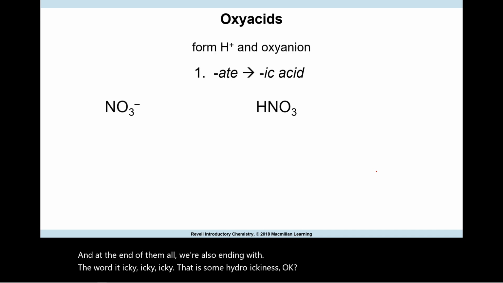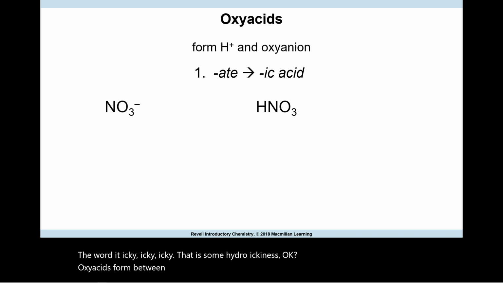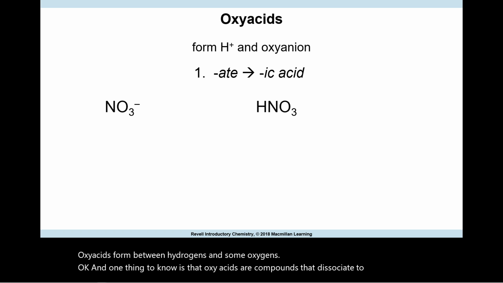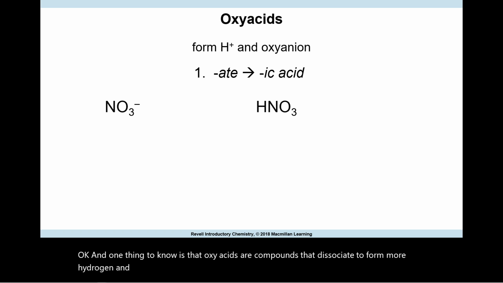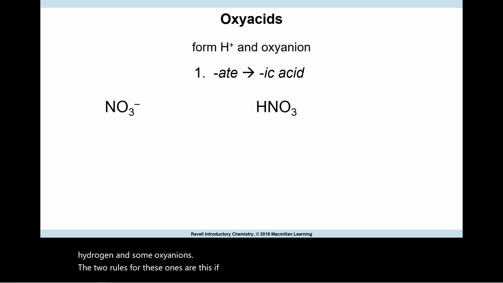Oxyacids form between hydrogens and some oxygens. And one thing to note is that oxyacids are compounds that dissociate to form hydrogen ions and some oxyanions. The two rules for these ones are this: if the anion ends in ate, name the acid by changing the suffix to ic. So an example would be our nitrate. The corresponding acid, HNO3, is going to be called nitric acid.